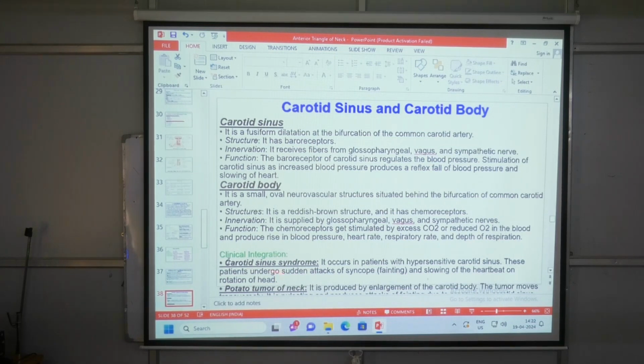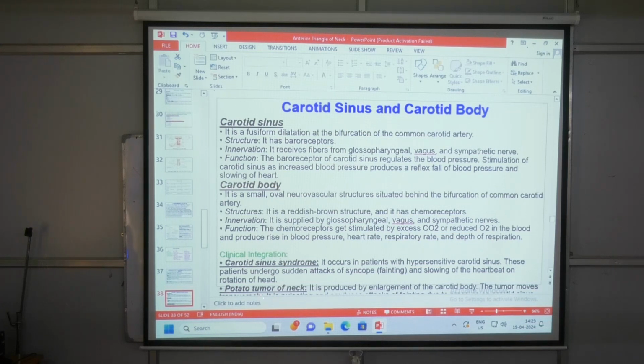Clinical integration here is the carotid sinus syndrome. It occurs in patients with a hypersensitive carotid sinus, and these patients undergo sudden attacks of syncope or fainting and slowing of the heartbeat on rotation of the head.